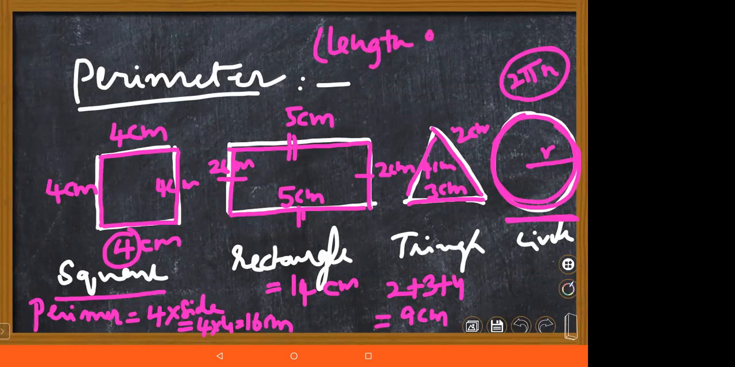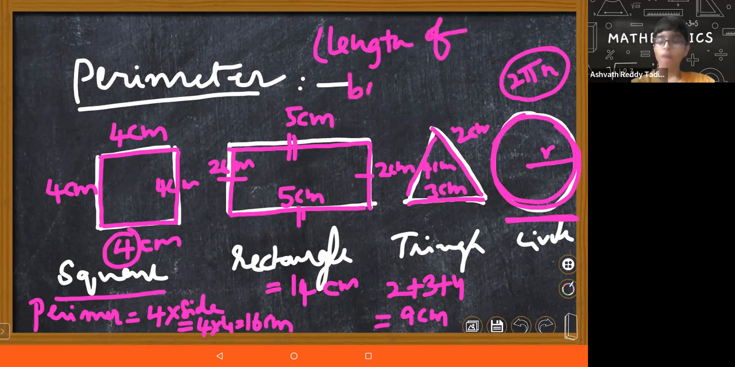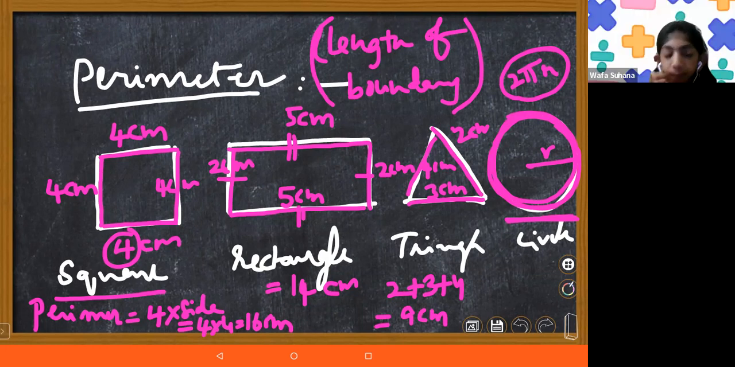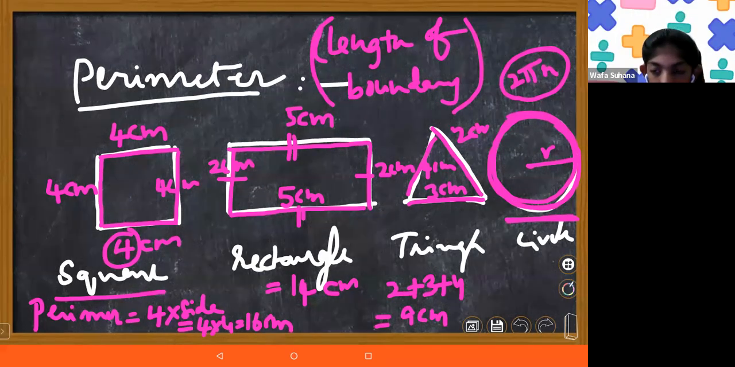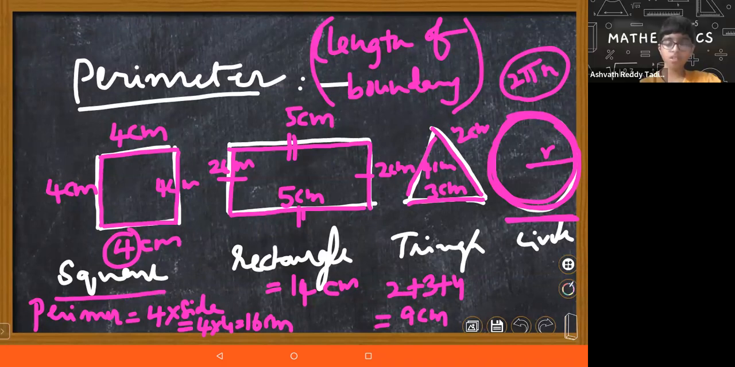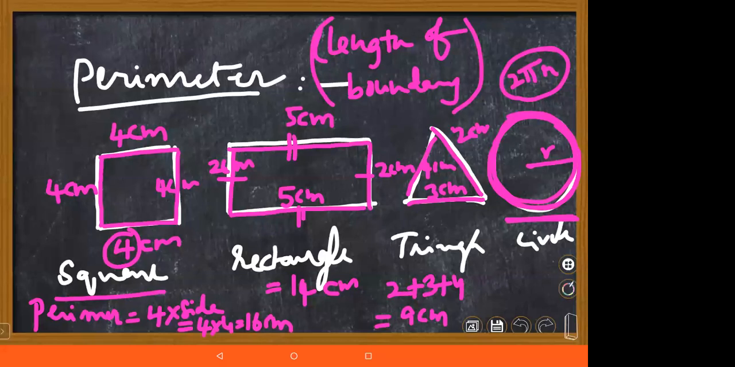We should not be confused between perimeter and circumference. Both are the same, but since the circle is a curved surface, the particular name for it is circumference. Very good, Ashwath. The circumference is the boundary of the circle, but the perimeter is the length of the boundary.